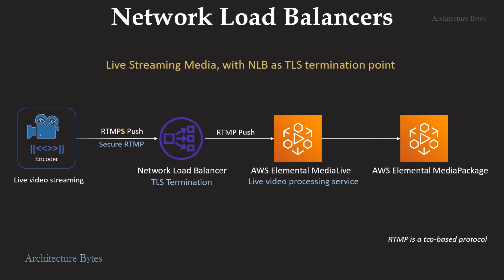Here's an example of network load balancer in use. We are live streaming media over RTMPS or Secure RTMP protocol to AWS Elemental Media Live Service. However, the Media Live Service does not support secure version of RTMP protocol, so we have a network load balancer sitting before it that serves as a TLS termination point. It receives RTMPS traffic and forwards RTMP traffic to AWS Elemental Media Live.